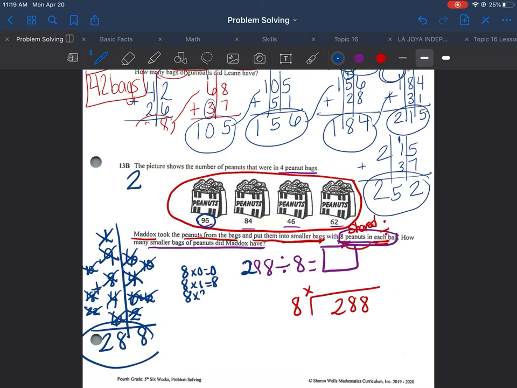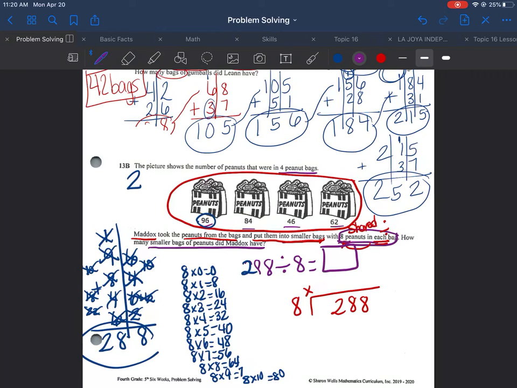So I have 8 times 0 equals 0. 8 times 1 equals 8. 8 times 2 equals 16. 8 times 3 equals 24. 8 times 4 equals 32. 8 times 5 equals 40. 8 times 6 equals 48. 8 times 7 equals 56. 8 times 8 equals 64. 8 times 9 equals 72. 8 times 10 equals 80.